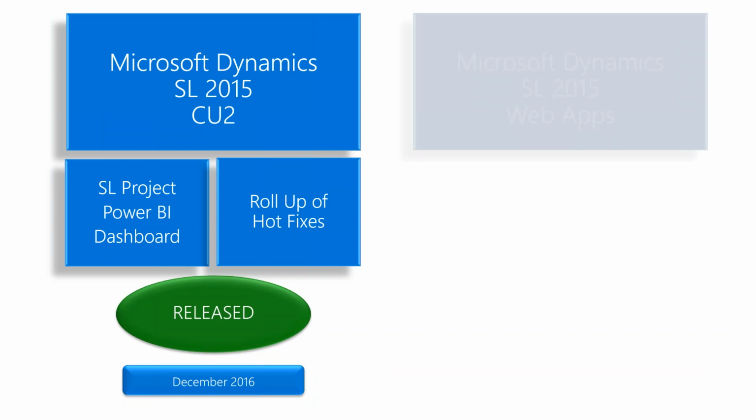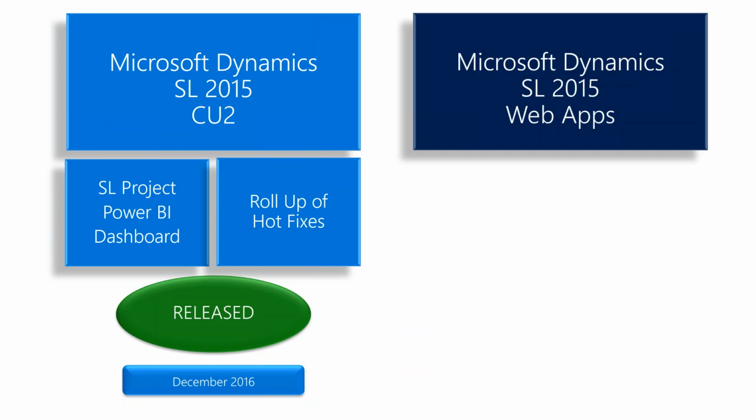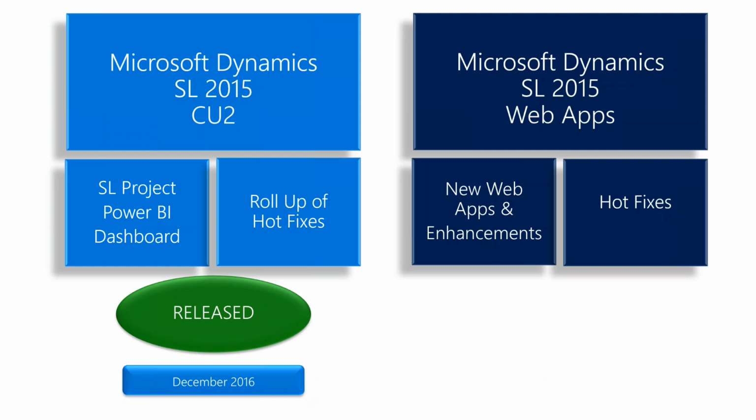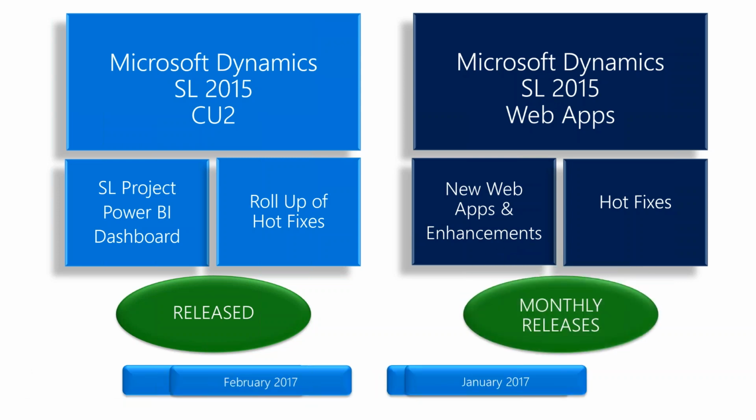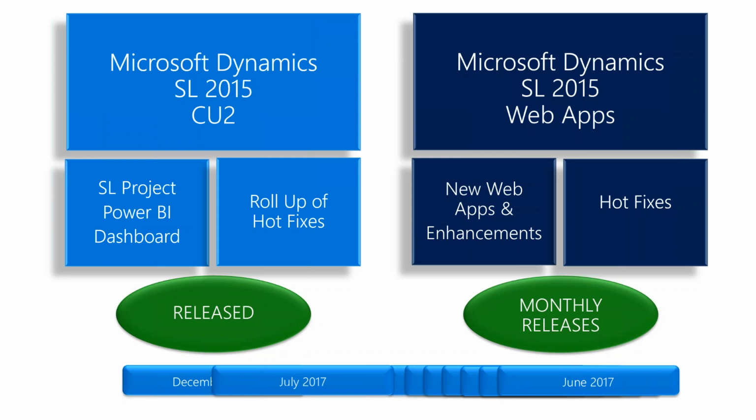Now, what we also did in that same December timeframe is we came out with a new version of Web Apps, and we actually changed the way that we do things with Web Apps. So in December of last year, the same time that CU2 came out, we came out with Web Apps and we released a numerous number of changes to the core product. These were enhancements that were out there. So we did a bunch of enhancements to the product. We also added some brand new Web Apps as well, and then obviously hot fixes for anything that had been out there. Now here's the thing that's different. We then changed and went into a monthly release cycle.